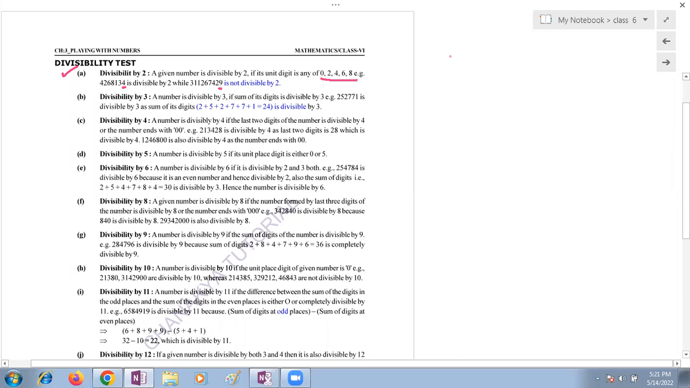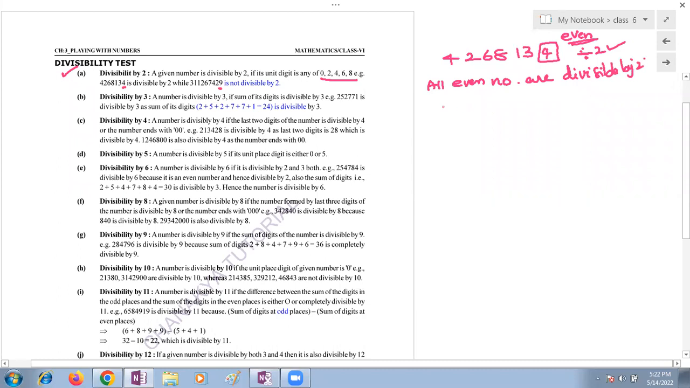Now, Advika is telling the first number. If the number was 42 lakh 68,134, was it divisible by 2? By looking only, she said yes, it is divisible by 2, because the last digit of the number is 4, which is in the 4 table, which is an even number. All even numbers are divisible by 2. 0, 2, 4, 6, 8. All even numbers are divisible by what number? 2. Very good. Divisible by 2.